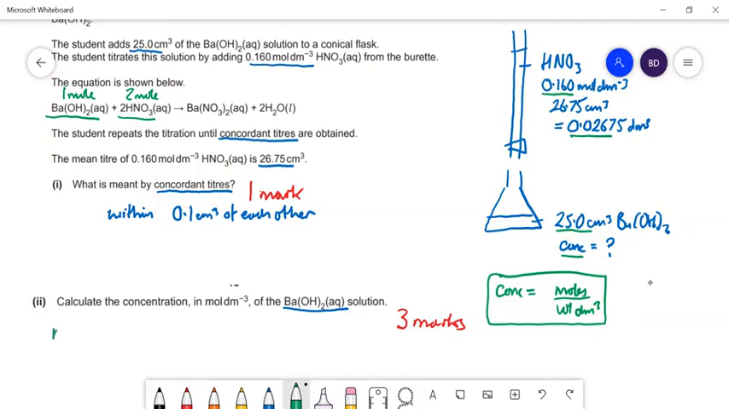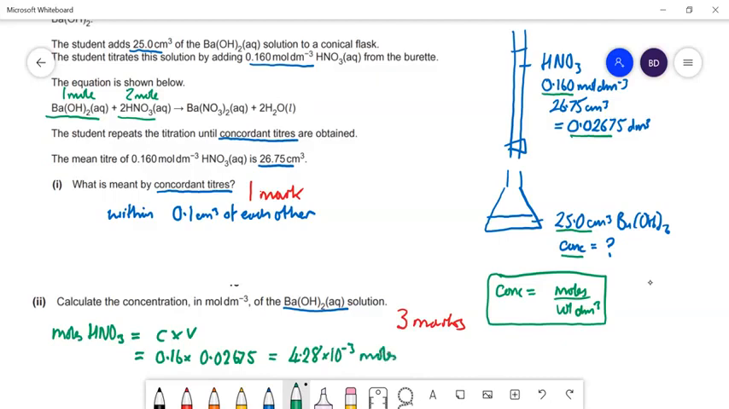Let's do that. Moles of HNO3 is equal to the concentration times the volume, which is 0.16 multiplied by the volume in dm cubed, 0.2675. That gives us 4.28 times 10 to the minus 3 moles of nitric acid.